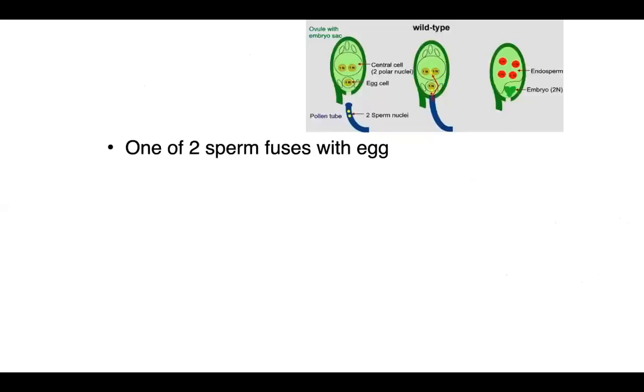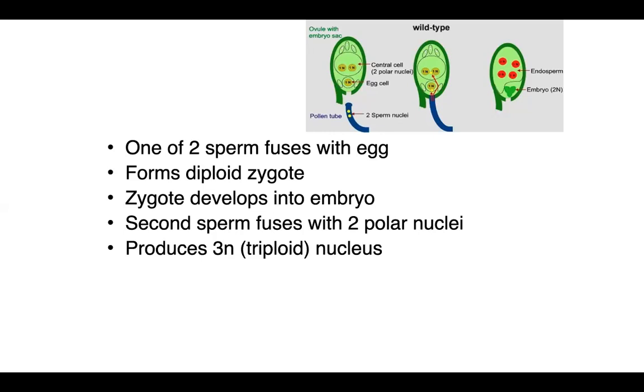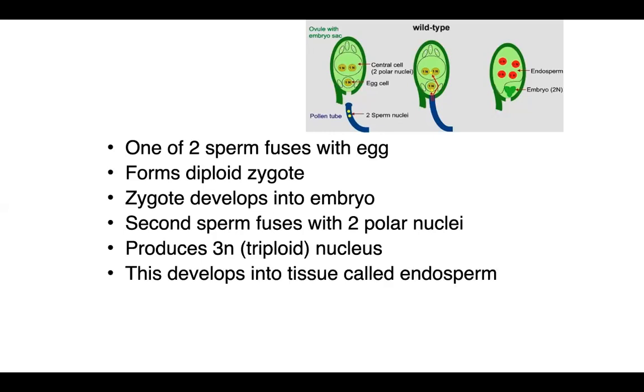And now we go back to our polar nuclei, these two nuclei in the middle that were separated. I did tell you they had a purpose, which I'd bring up later. Well, it's now later. So one of the two sperm fuses with the egg, that forms the zygote. The zygote develops into the embryo. The second sperm fuses with the polar nuclei and produces a triploid nucleus. This develops into endosperm. Endosperm is what is going to nourish the embryo inside the seed.